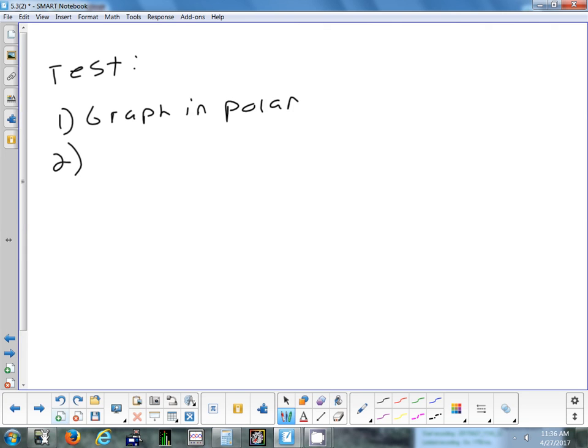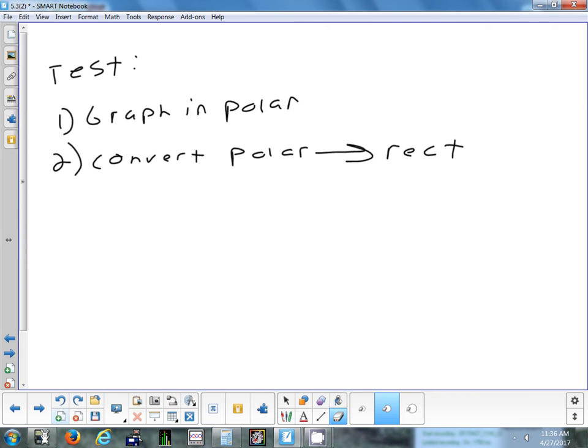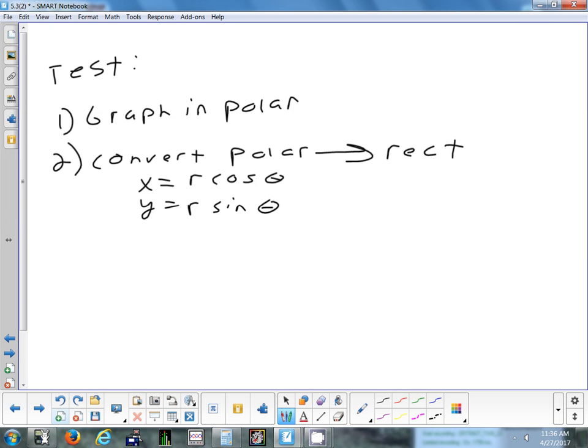Convert polar to rectangular. Polar to rectangular. That's where I'll put the formulas that you use there. To convert polar to rectangular, that's where you use these 2 formulas. That's your r cosine theta, r sine theta.